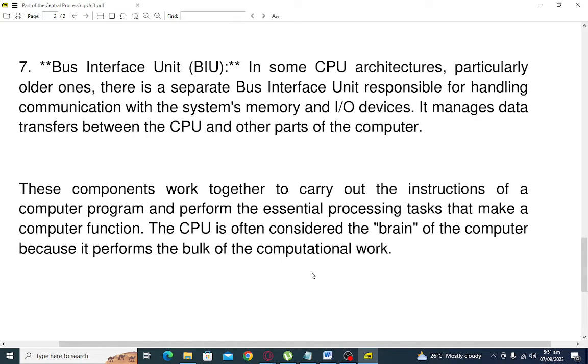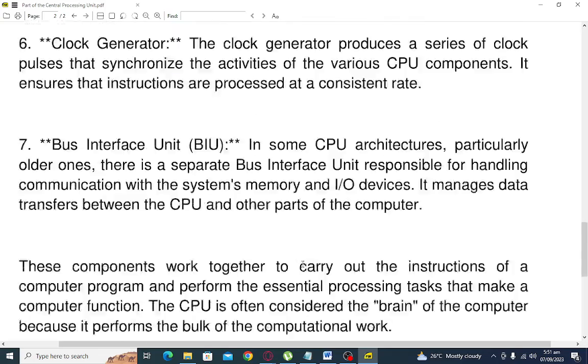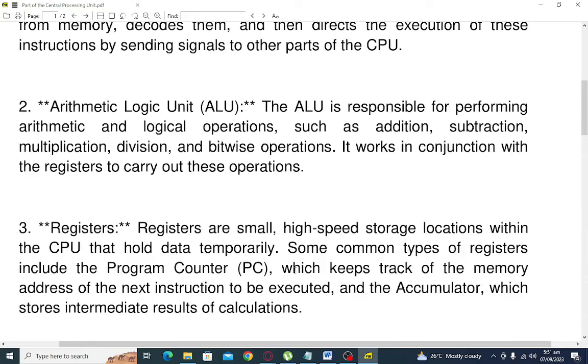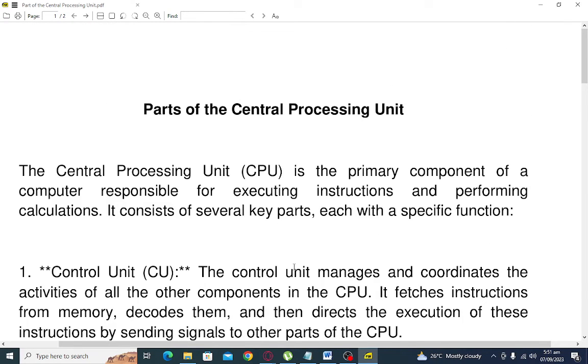These components work together to carry out the instructions of a computer program and perform the essential processing tasks that make a computer function. The CPU is often considered the brain of the computer because it performs the bulk of the computational work.